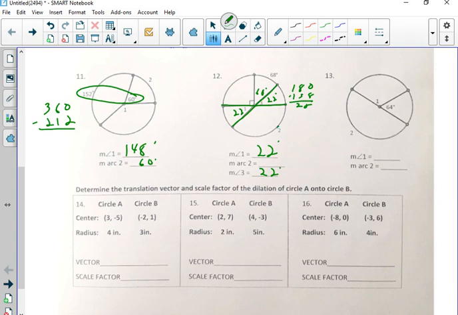And our 2, well, what we need to do is add up 90 plus 22 plus 22 plus 68, and then subtract that from 360. And that gives us 158 degrees.